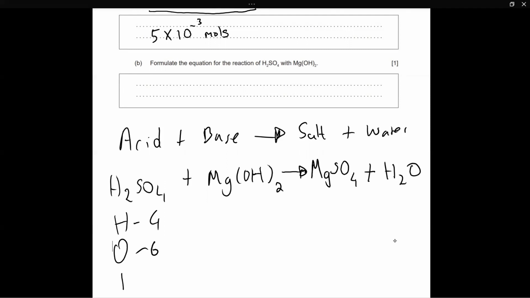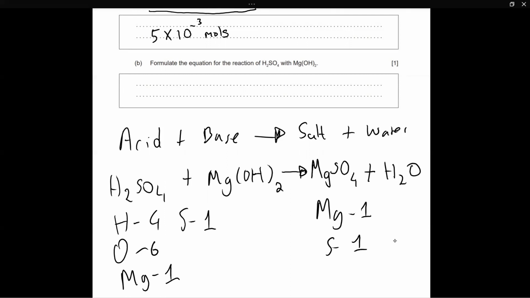How many magnesiums do we have? We have just 1 magnesium. And how many sulfurs do we have? We have just 1 sulfur. Let's take a look at the right-hand side. How many magnesiums? We have 1 magnesium. Okay, that's good. How many sulfurs? We have only 1 sulfur.